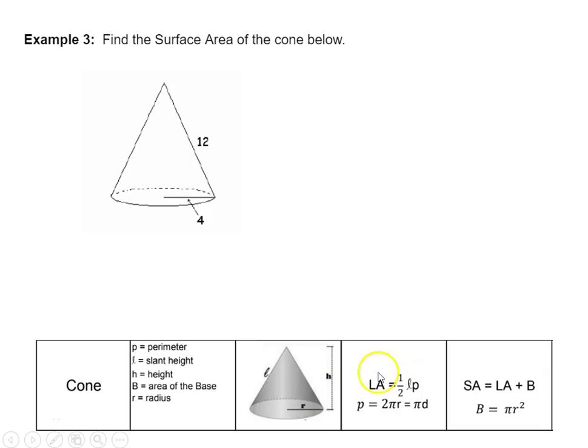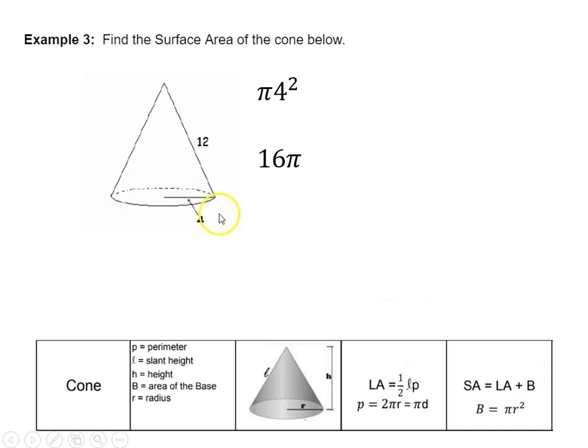So the surface area of a cone is the lateral area, we'll talk about that in a minute, plus the area of the base. The base is the circle here. The formula for the area of a circle is pi r squared. So the area of the circle on the bottom is going to be pi times 4 squared, because 4 is the radius. And 4 squared is 16. So 16 pi is the area of the base here.